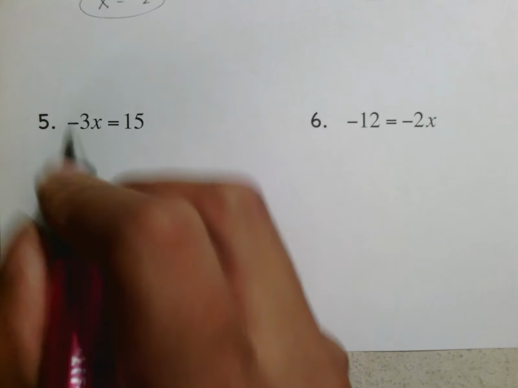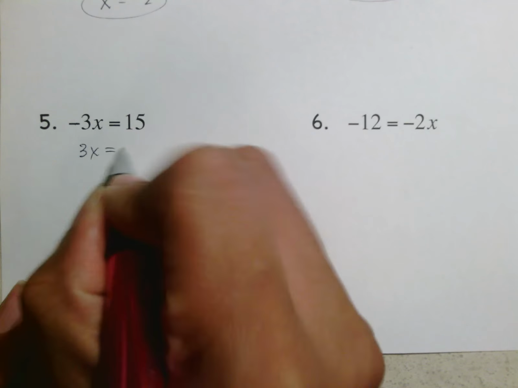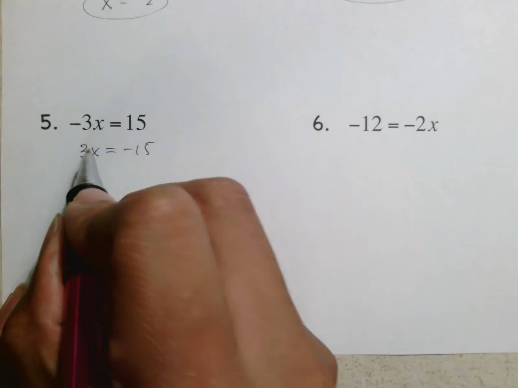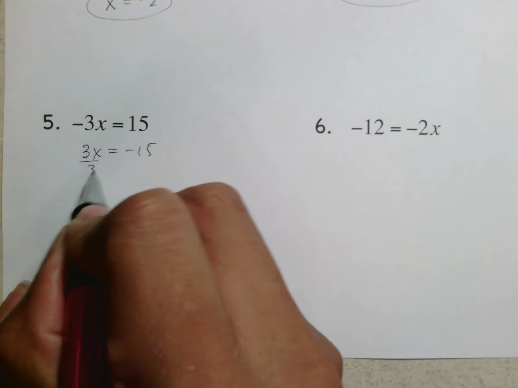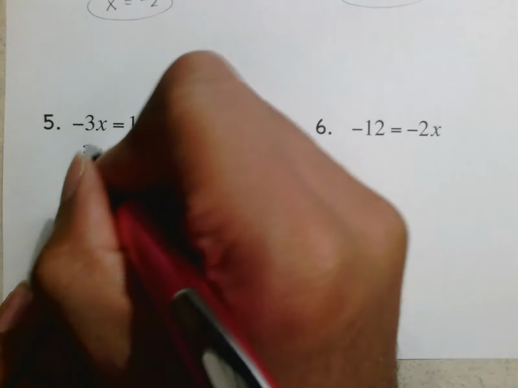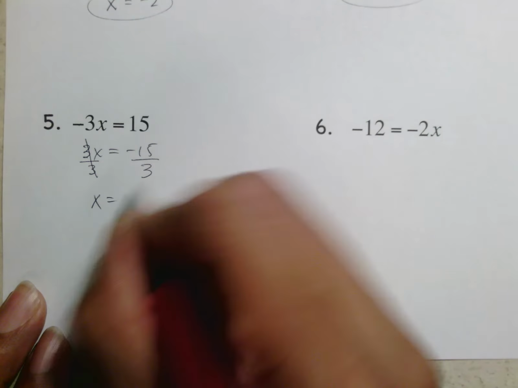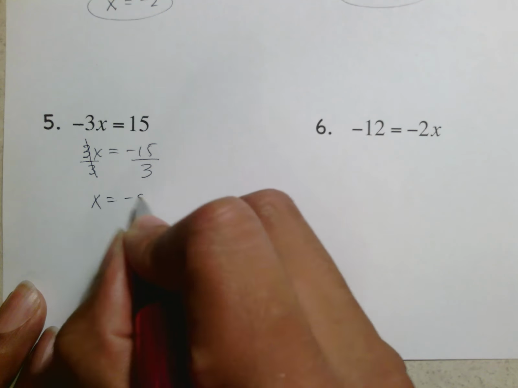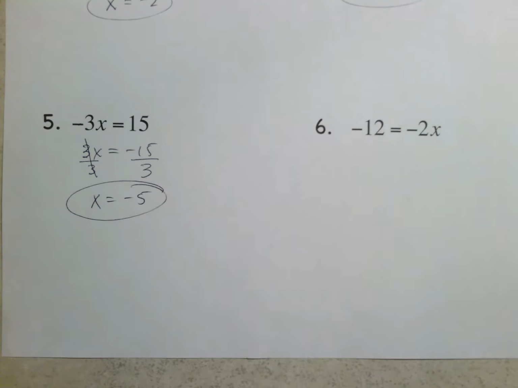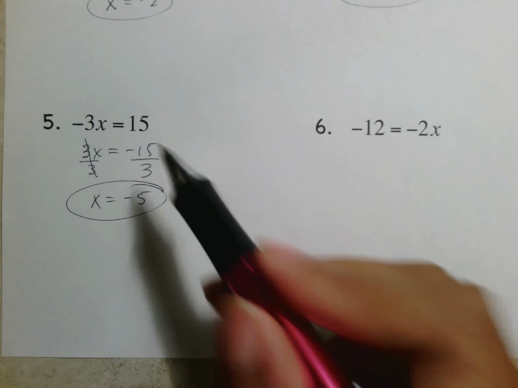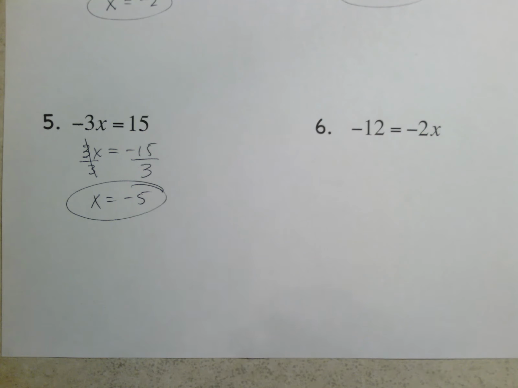This negative needs to go away, so it turns into positive 3x equals negative 15. Now the way you take this 3 off is by dividing both sides by 3, canceling the 3's. 15 negatives shared with 3 people, negative 15 divided by 3 is negative 5. Again, the signs are different, so your answer is negative.